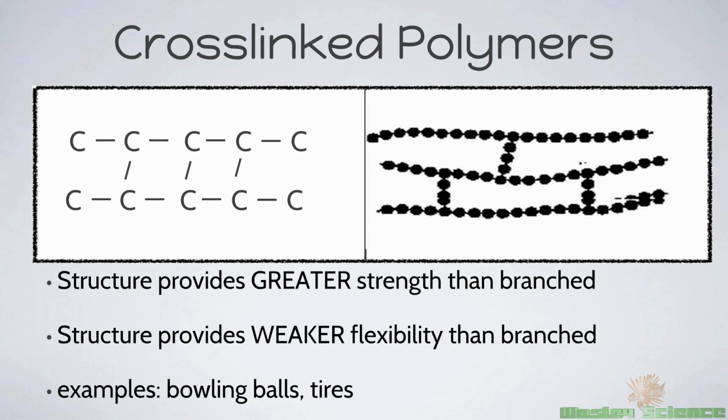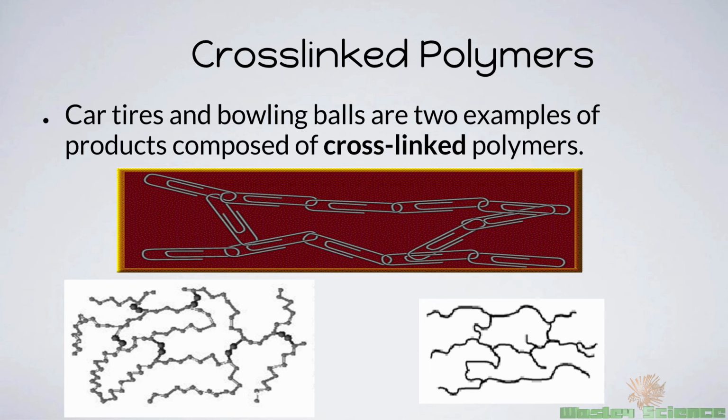Okay, so for our last polymer, we have the cross-linked polymer. And as you've guessed, this one is the strongest and least flexible. What's interesting about this one is you have the linear polymers, and now they are connected by sort of ladder spoke pieces here. And that provides the greatest amount of strength. Examples of cross-linked polymers would be things like bowling balls and tires. And here's just another way of looking at it, with these paper clips that you see.